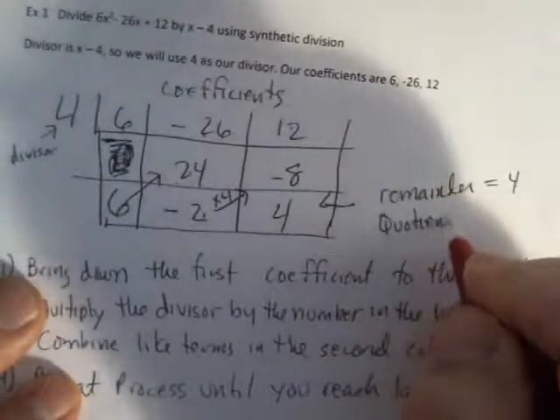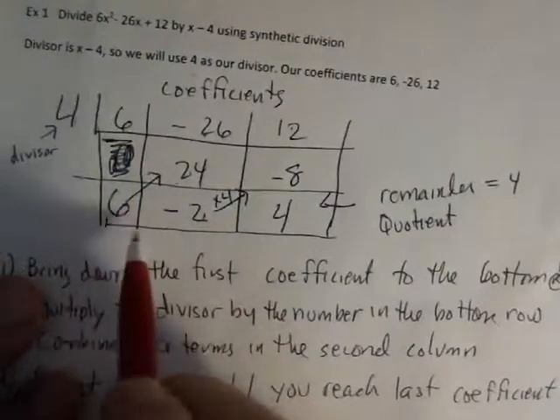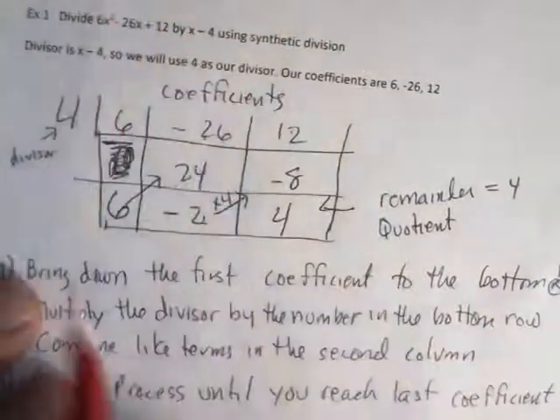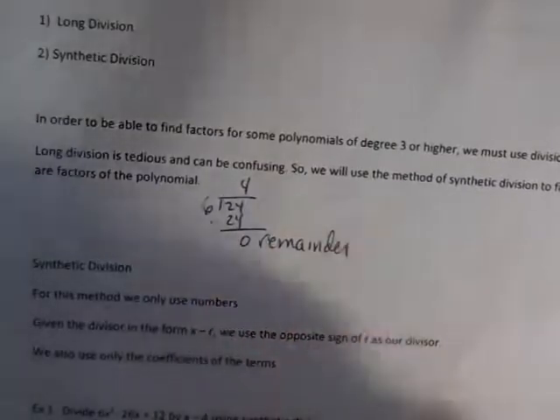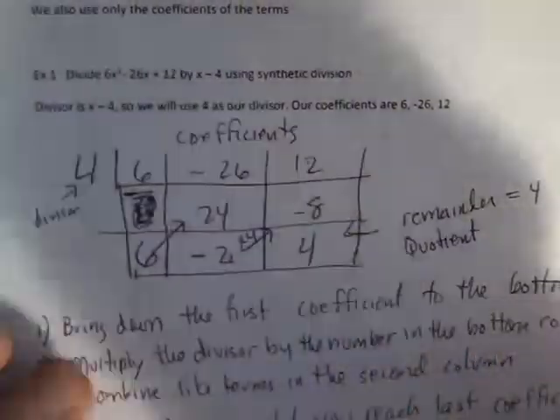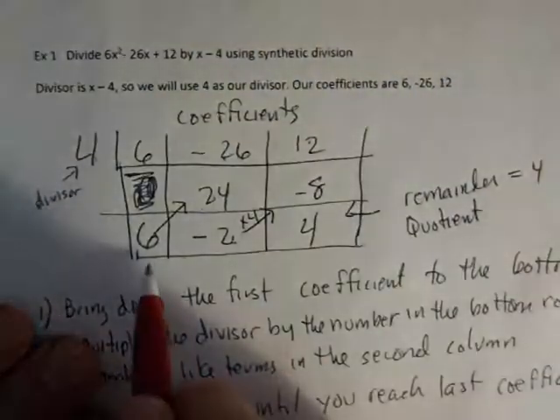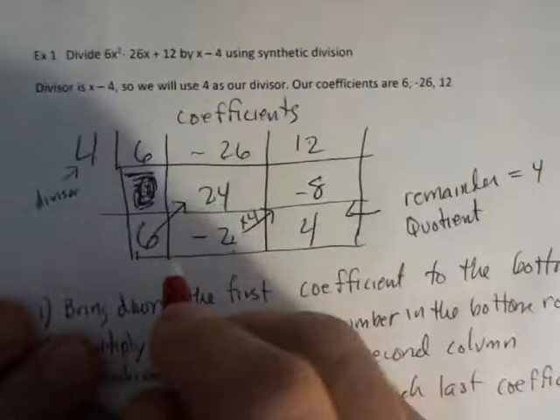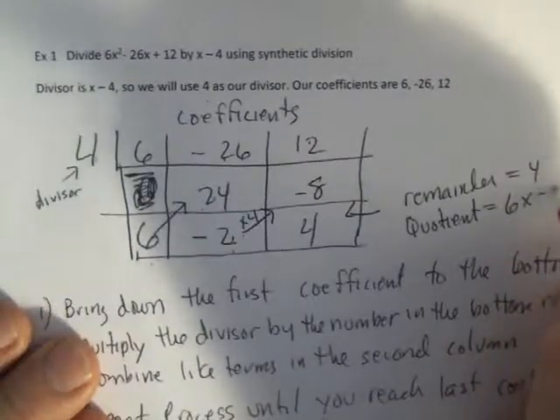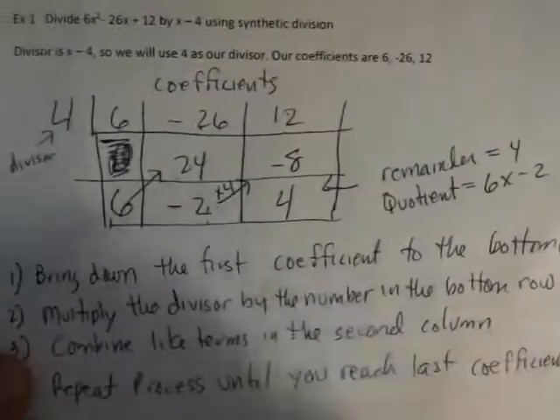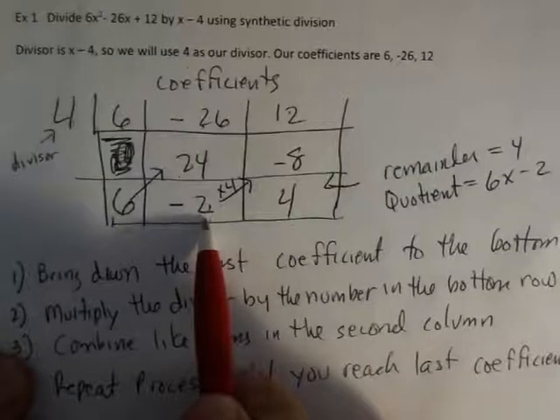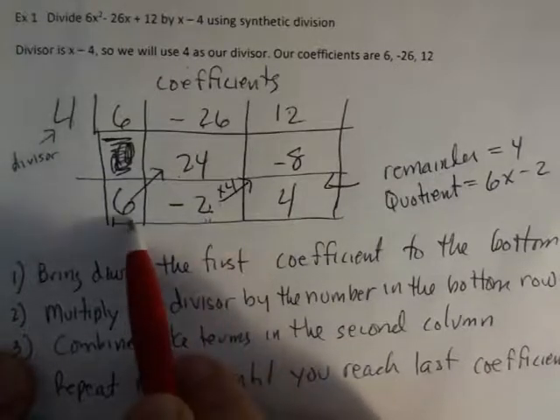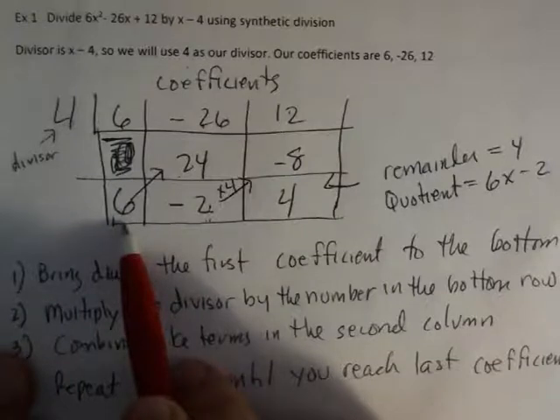My quotient, which remember your quotient is what you get after you divide. Like in other words, when we divided up here, this was my divisor, 4 was my quotient. So similarly here, my quotient comes from here. Well, my quotient is 6x minus 2. Now, how did I get that? Well, this is my remainder. So therefore, this is the term with no x, which is my constant term. I work kind of backwards. This is my coefficient of x.